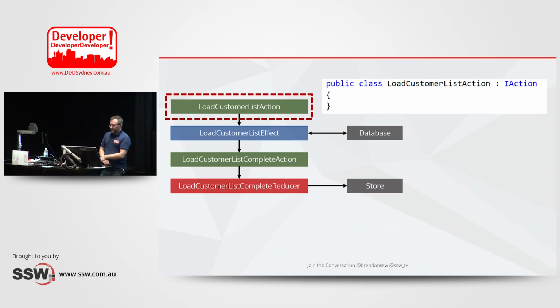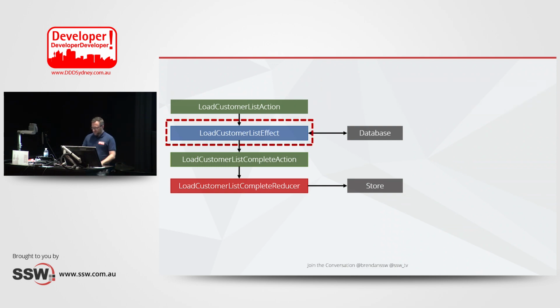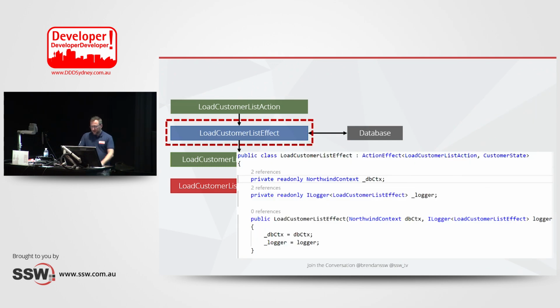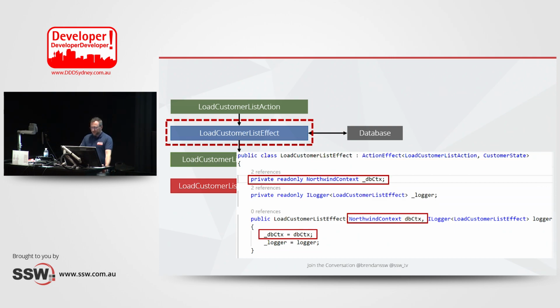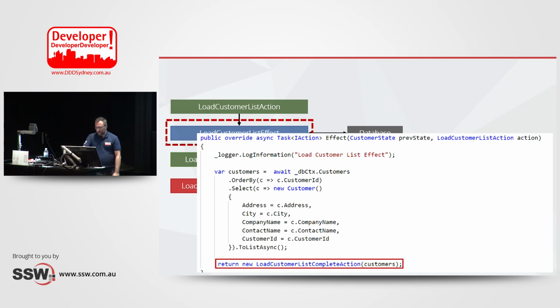So load customer list action, this is an action with absolutely no parameters. It's just do this thing. So away it goes. And let's take a look at the effect. The effect itself is pretty simple. Because it's an effect, remember effects can take in services. So in this case, the service we're giving it is that Northwind DB context. So we've taken the DB context and we use that to load customers. And then once we've finished loading the customers, we're firing this new action, load customer list complete.